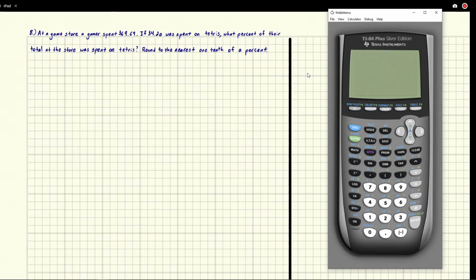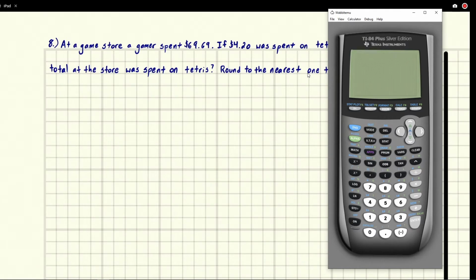Alright, so a percent's really kind of a fancy way of saying a proportion. They're not exactly the same thing, but you can kind of think of them as the same thing. Meaning a percent is out of 100%, how much of it was spent on Tetris.